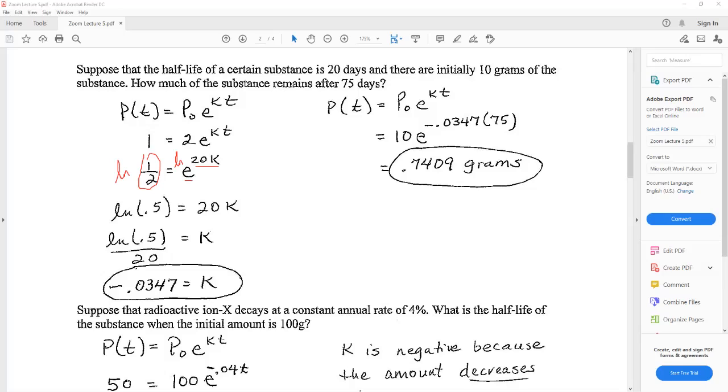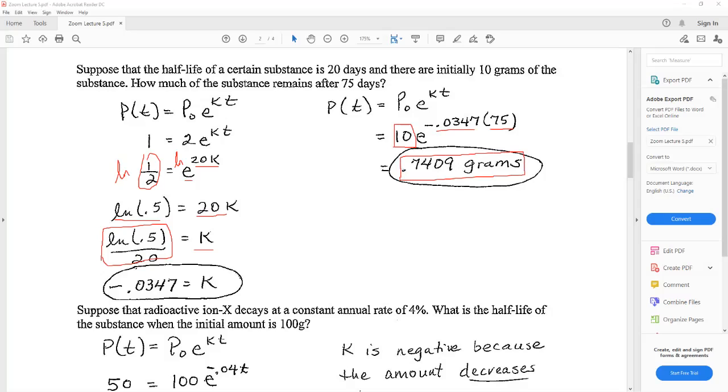And that will leave me 20k on the right side. That leaves me the natural log of 0.5 on the left side. Now, in order to solve for k, I just divide both sides by 20. So k is the natural log of 0.5 divided by 20, which is approximately negative 0.0347. Now that I have k figured out, I can plug that in, and I can tell you after 75 days with an initial amount of 10 grams, I am down to 0.7409 grams.